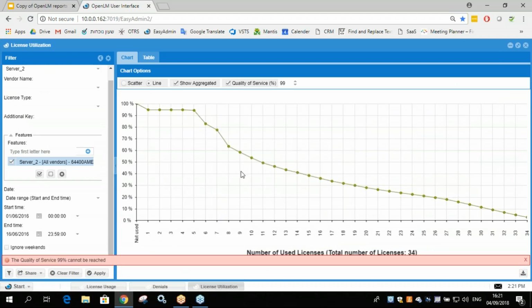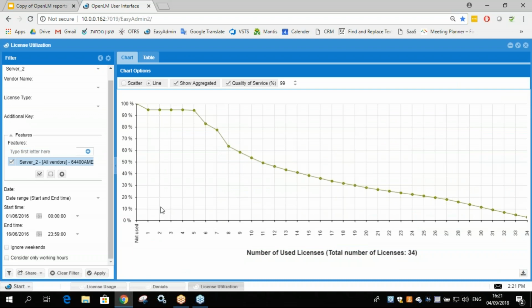So then we go to the license utilization report and check out the utilization of it. We see that the utilization is pretty bad. If we have 34 licenses in this case, we see that for 90% we need like 31 licenses. For like 95% it's 33 licenses. It's not a very good fit.